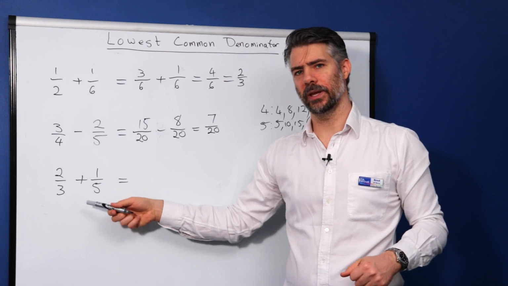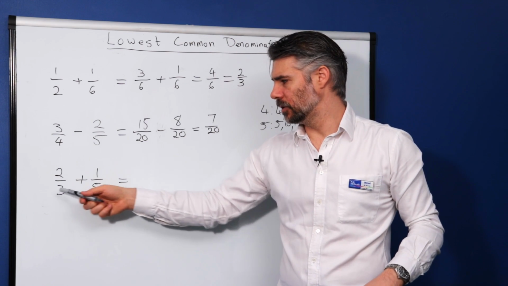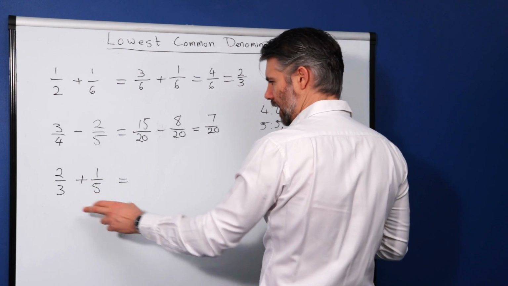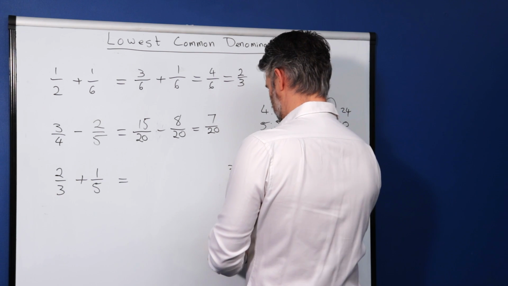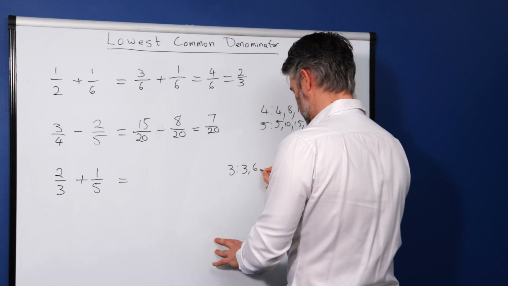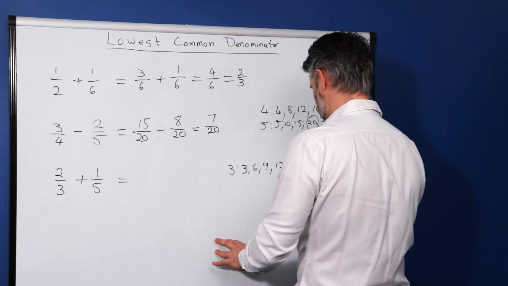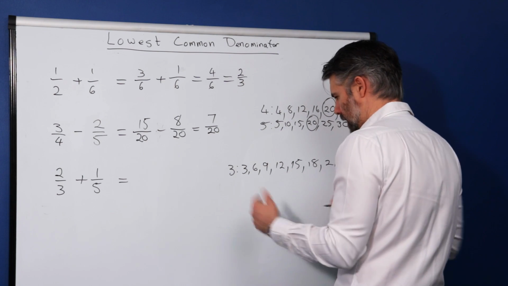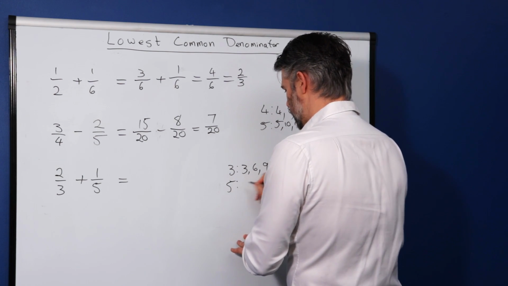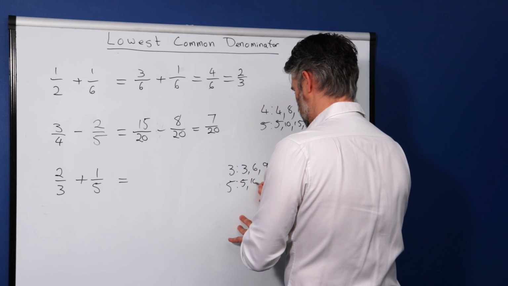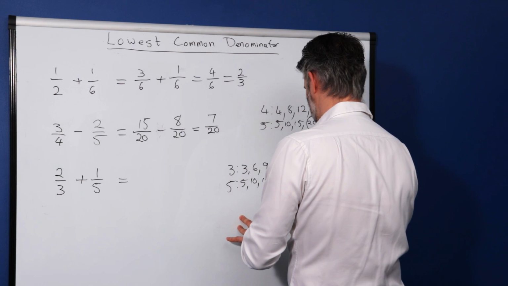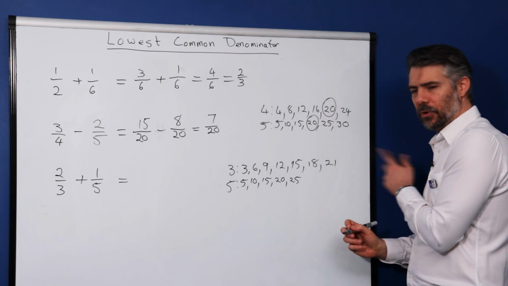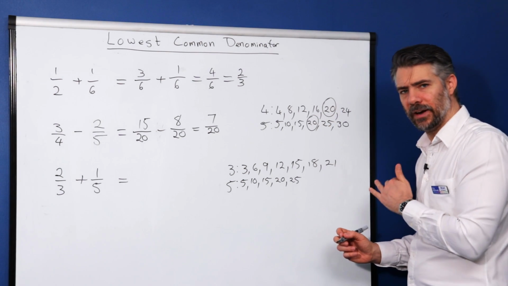Here's another example of when the denominators are different and you can't multiply the smaller one by anything to get the bigger one. So what we do is write down the multiples of 3. So multiples of 3 are 3, 6, 9, 12, 15, 18, 21. Okay, multiples of 5 are 5, 10, 15, 20, 25. If you don't find a common number, keep writing multiples down until you do find a common number.